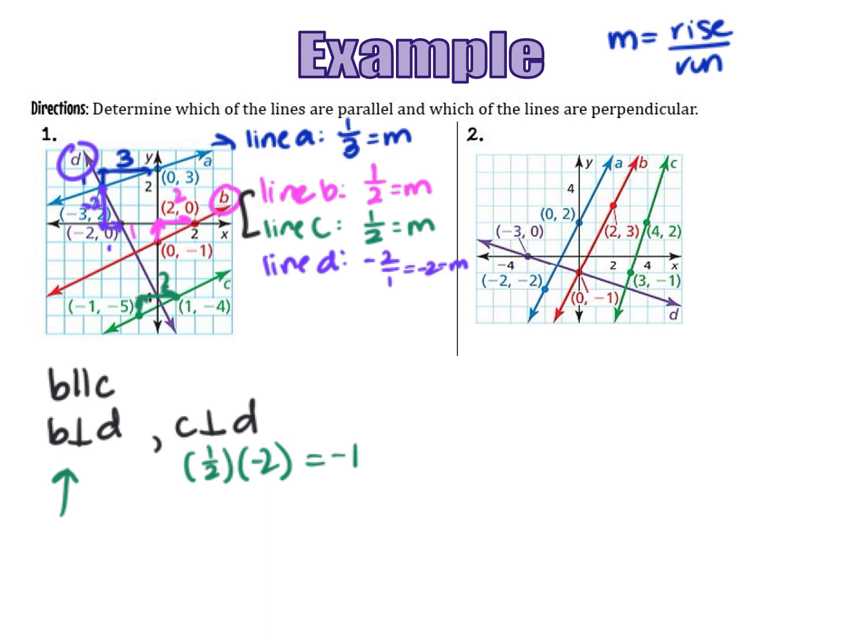I'm going to have you go ahead and pause the video. First, find the slope, the rise over the run, for each of the lines on number 2. Then compare the slopes, writing statements for parallel and perpendicular. Then unpause the video and see how you did.